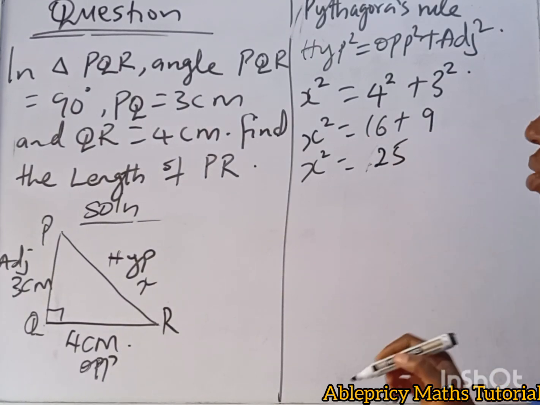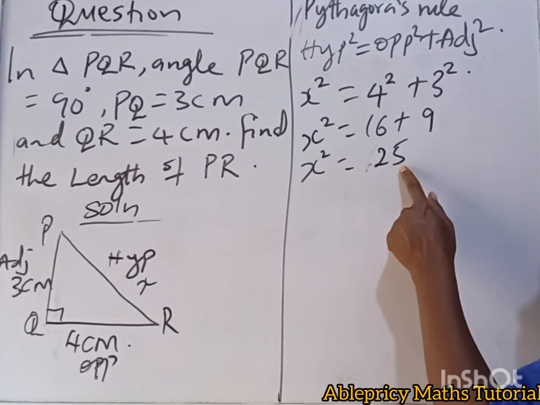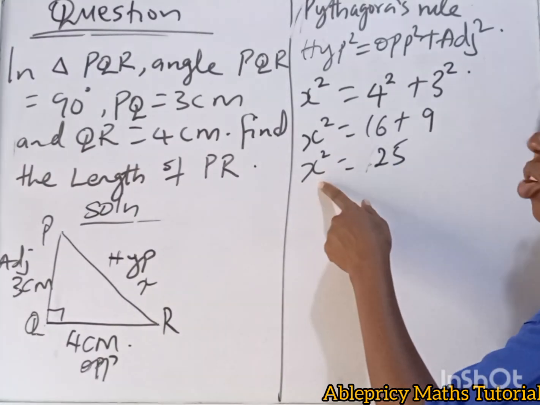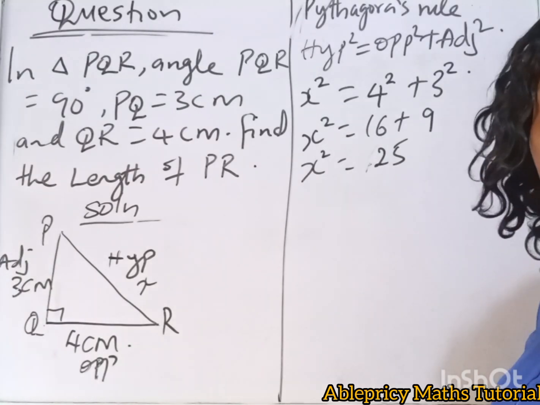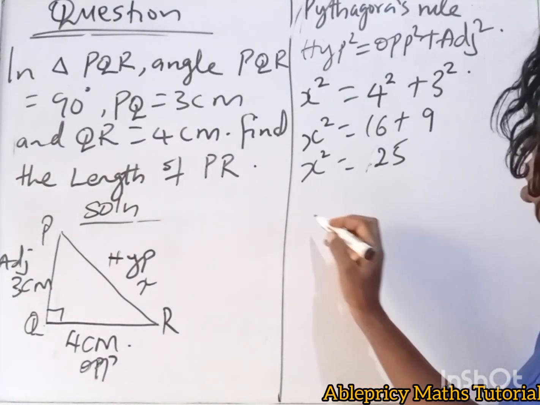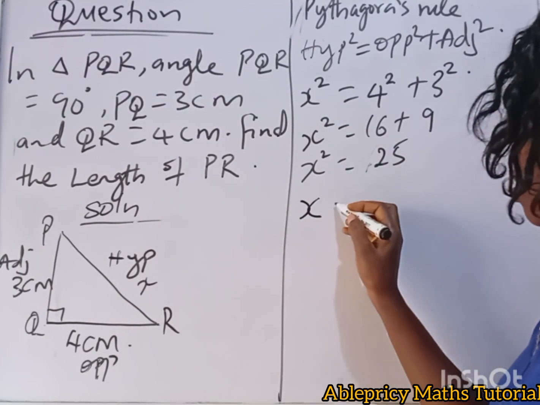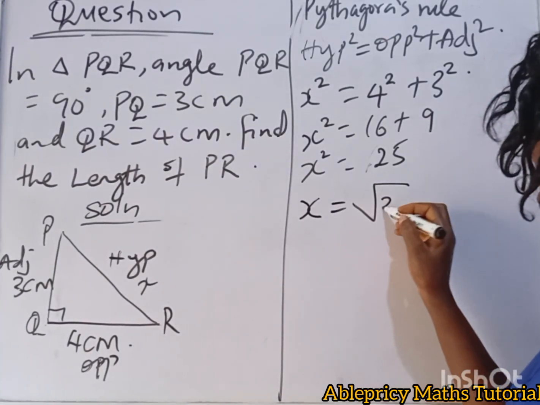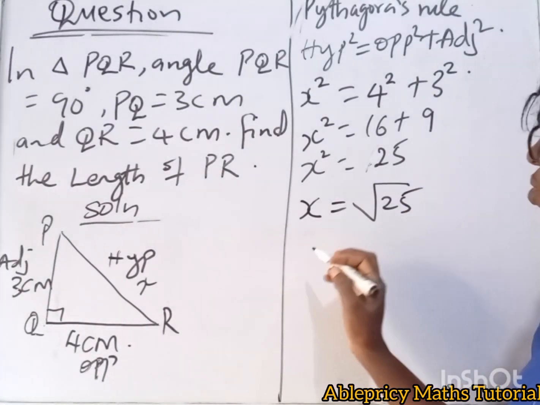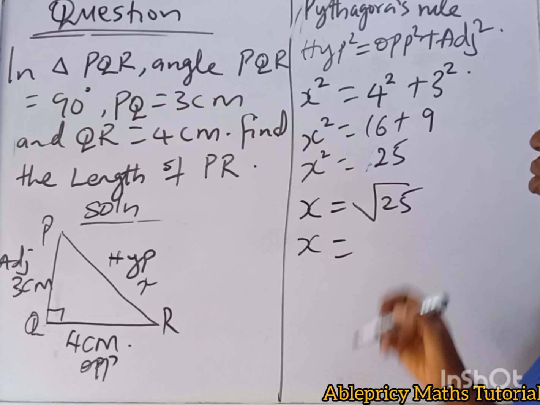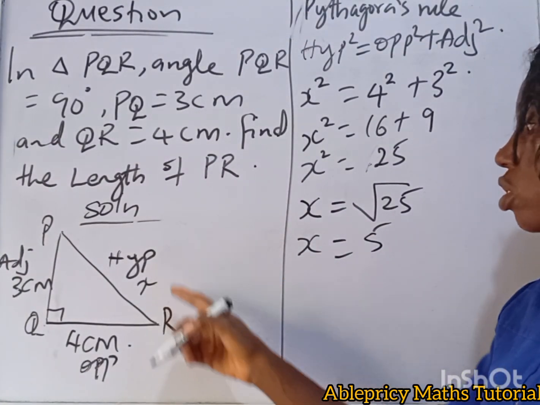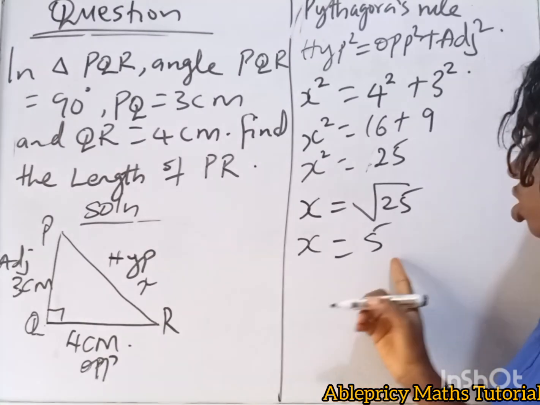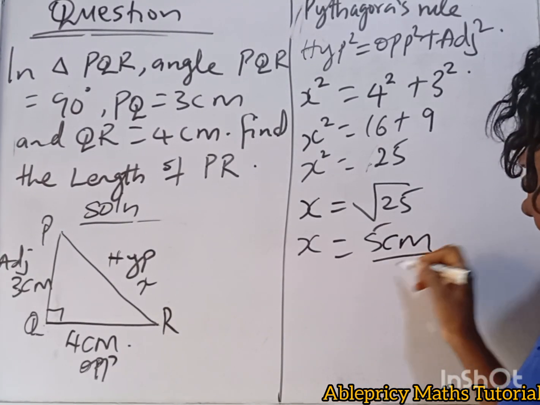So if x squared is 25, what will be the value of x alone? This is x squared. The opposite of square is square root. So we will look for x by finding the square root of the other side. Therefore, x, the square root of 25, is 5. Therefore, the value of the hypotenuse, which we replaced with x, is 5 cm.